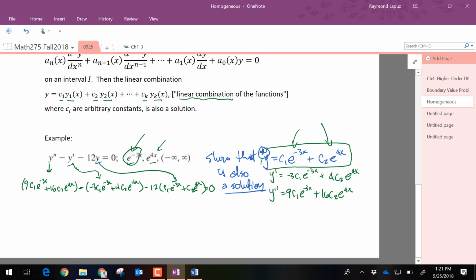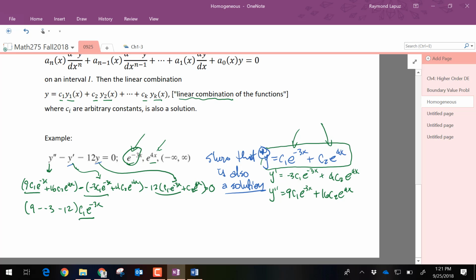All right, what do we have here? I'm going to underline what look like like terms. There is a bunch of terms that have C1 e to the negative 3x. So what terms do we have there? We have a 9, we have a minus negative 3, we have a minus 12, times C1 e to the minus 3x. So I'm just collecting the coefficients, and those are the like terms.